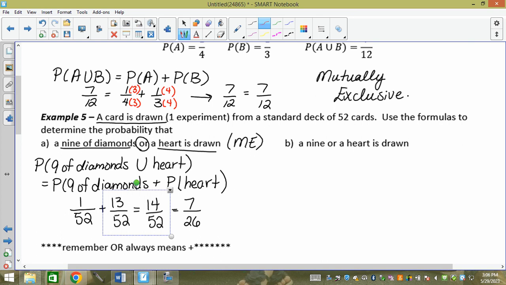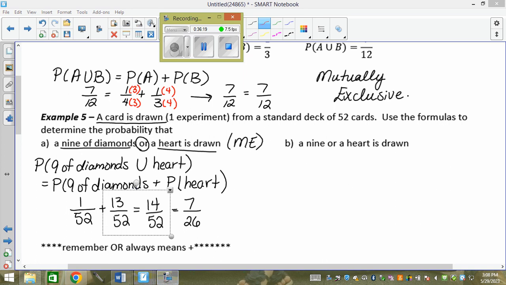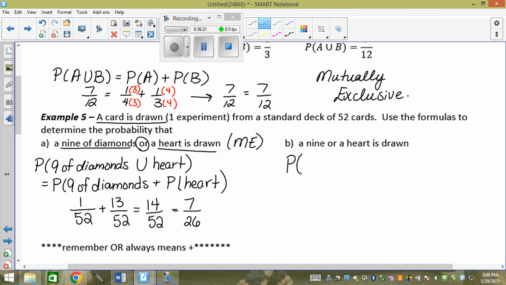You try the 9 or a heart. See if there's any that overlap, and pick them off if there is. So this one we want the probability of a 9 plus the probability of a heart. Are there any 9s and hearts? Yes, the 9 of hearts.